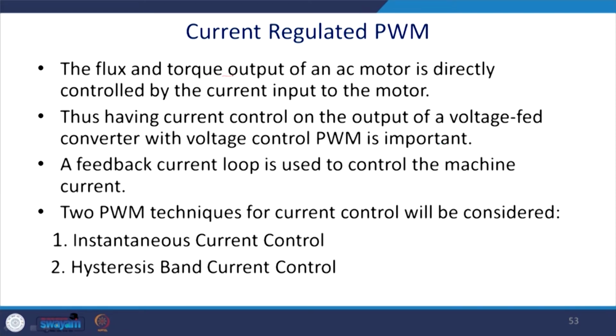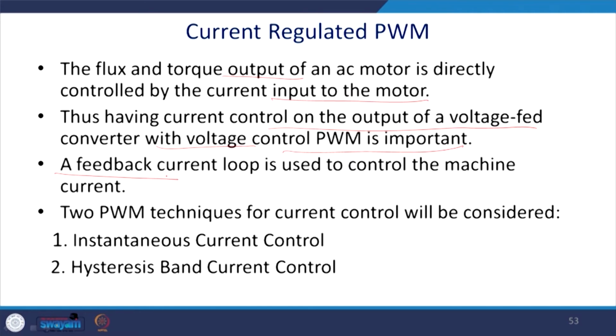The flux and the torque output of a motor is directly controlled by the current input of the motor. Thus, having current control on the output voltage of a voltage fed converter with voltage control PWM is quite important. So, this is something we require to know. A feedback current loop is used to control the machine's current. So, we require to have a control PWM.